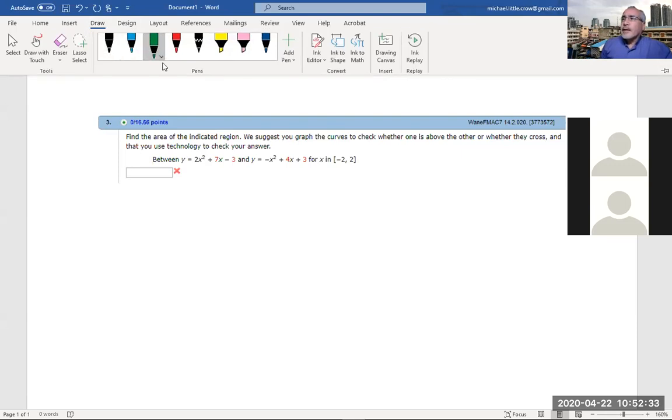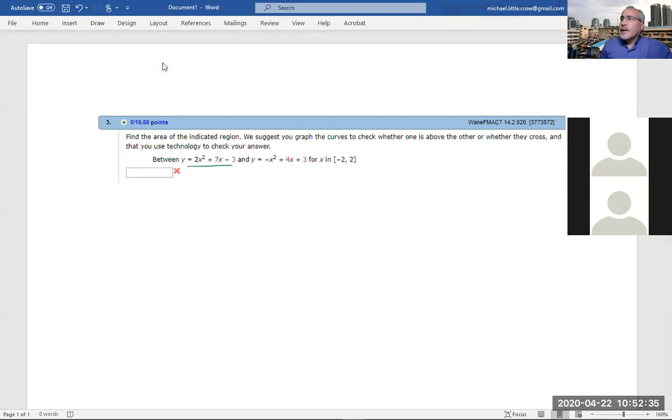Okay, so we want the area between these two curves. What we're going to do is graph them both. I'll call the first one y1 and the second one y2. We're going to see which one's on top, which one's on the bottom, or if they change. And we're going to look over the interval from -2 to 2.